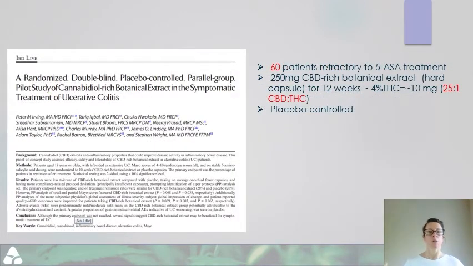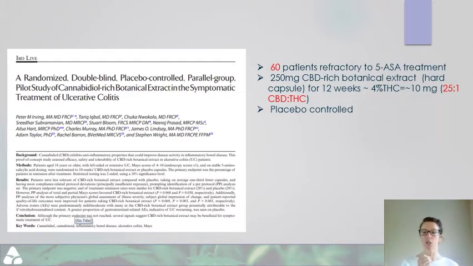So now we have another randomized controlled trial. This time now we're looking at a little bit more patients. So this is 60 patients. The last 2 studies were only in 20 patients. And for the first time now we're looking at colitis as opposed to Crohn's disease.